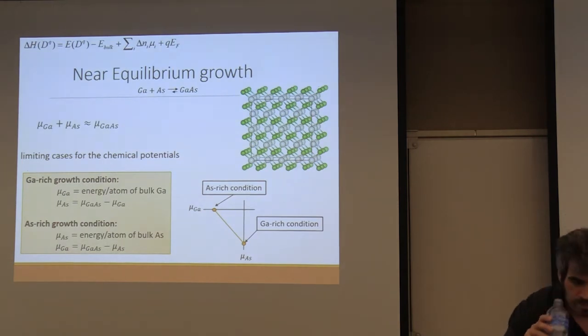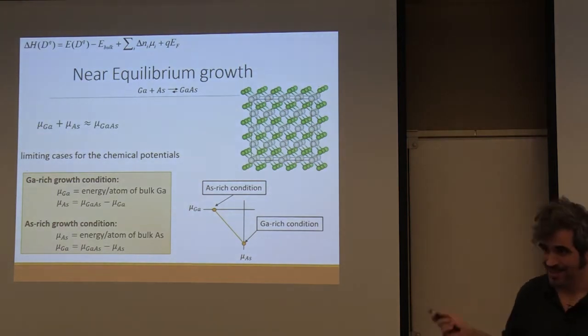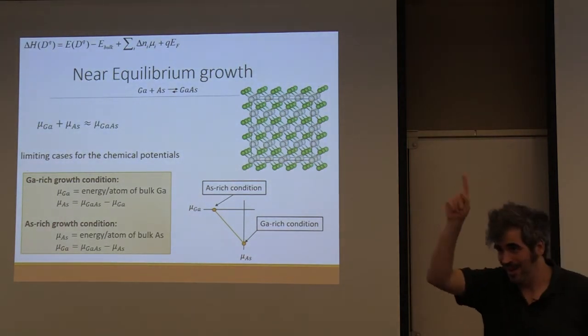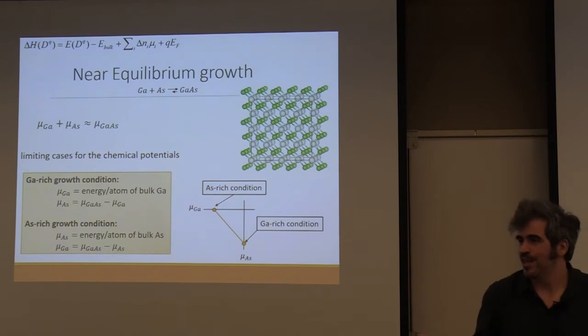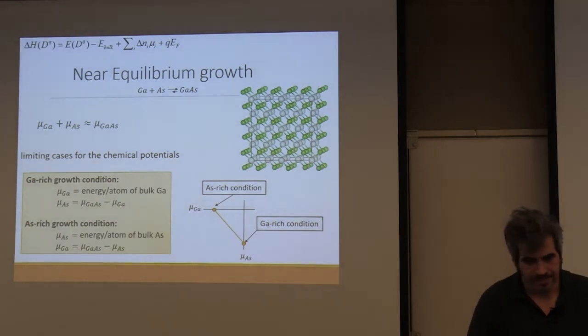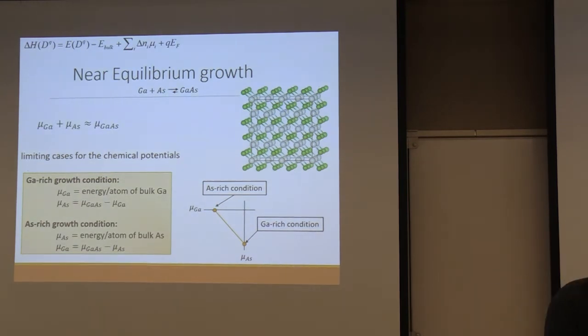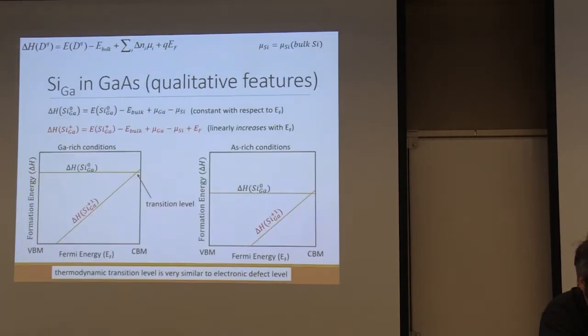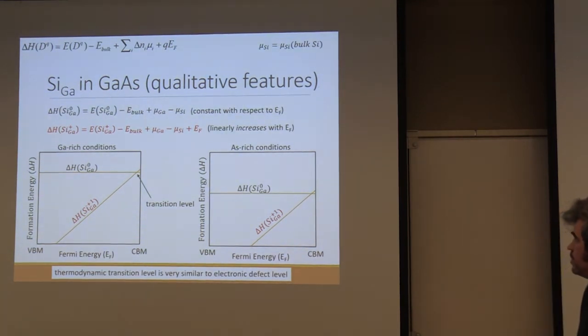Okay, so let's go back to these formation energy diagrams from the beginning with all of these lines, right? We know how to calculate the formation energy for silicon in gallium arsenide. So what is this plot? Okay, so this is just for silicon in gallium arsenide.